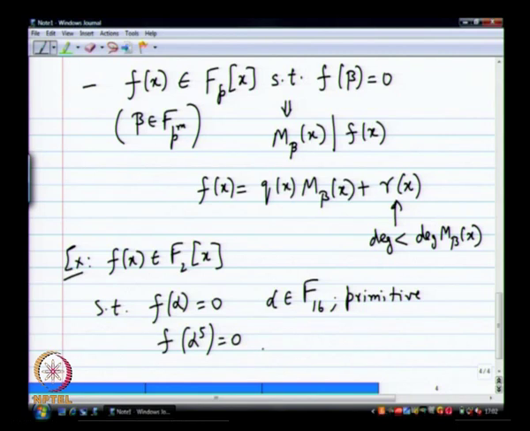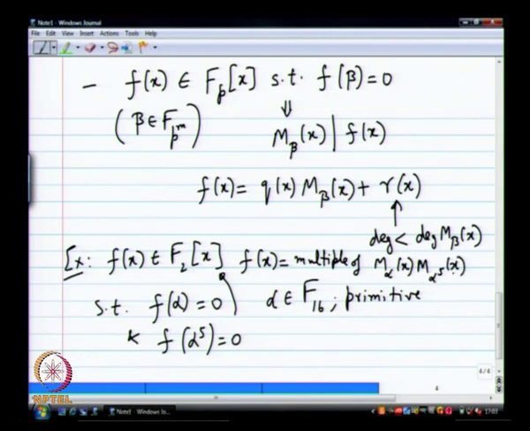So very often we can also use this argument in a reverse way. Suppose I say both these things are true. So what should happen to f of x? f of x has to be of the form some multiple of what? m alpha of x times m alpha power 5 of x.